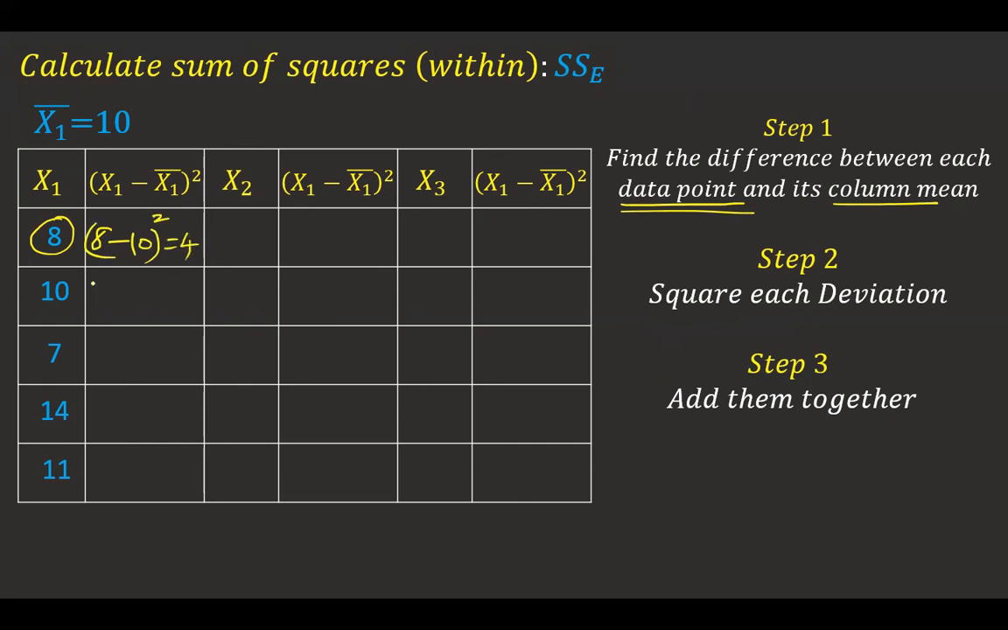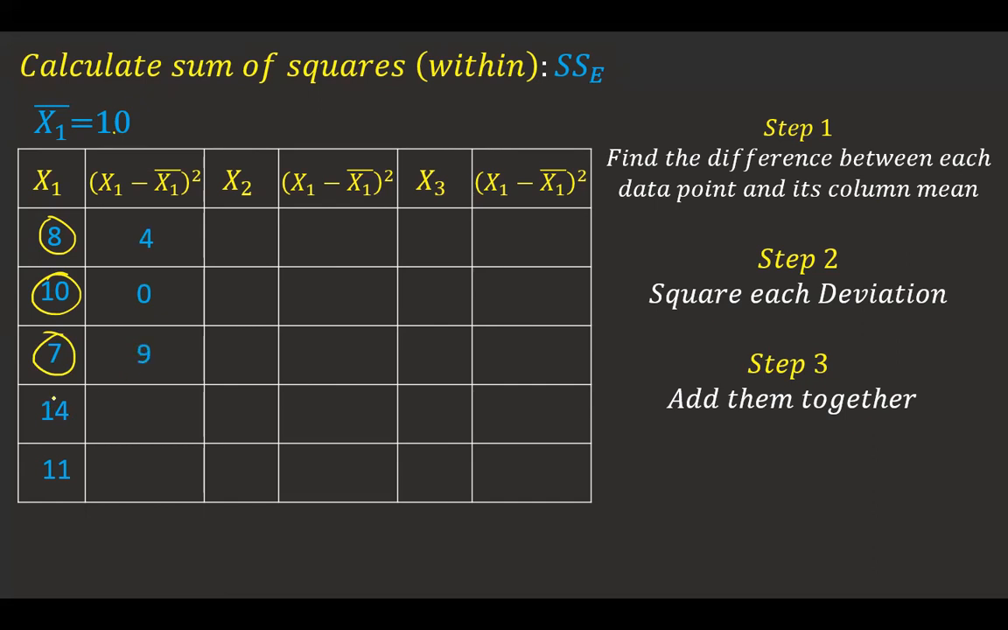Similarly, I'll calculate for this data point, 10 minus 10, the whole square. Here it is 7 minus 10. Each data point is subtracted with the column mean. That's what you have to remember. So 8 minus 10, the whole square. 2 square is 4. Then 10 minus 10, so it's 0. 7 minus 10 gives you 3.